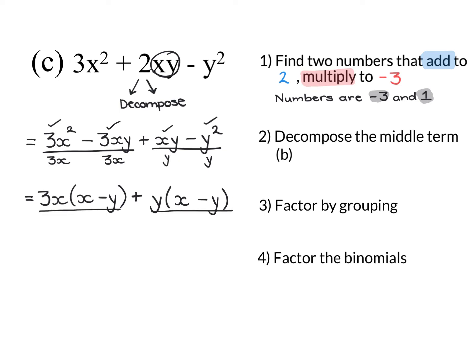So both of these terms have a common factor of x minus y. So let's factor that out. So let's write that equals bracket x minus y. And then the leftovers, which is 3x plus y, we're going to put in a separate bracket. So 3x plus y, and then close this bracket. So this right here is our final answer.